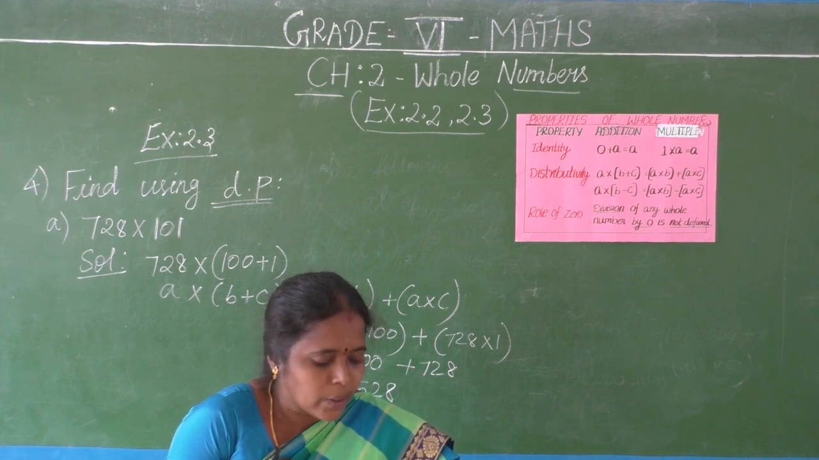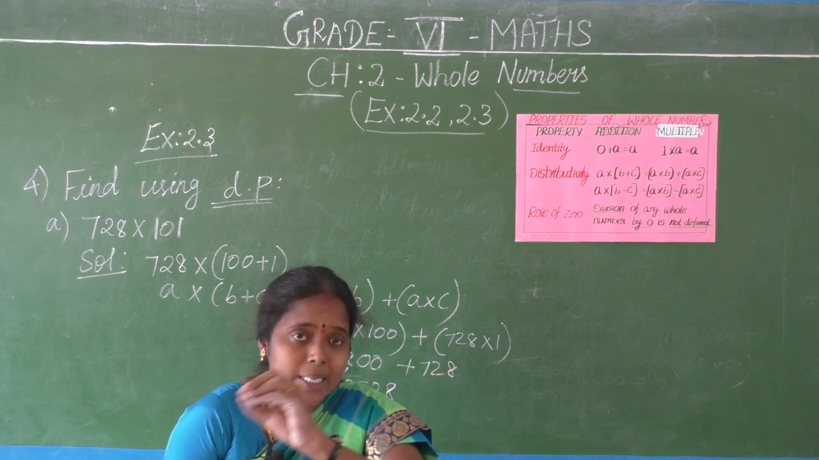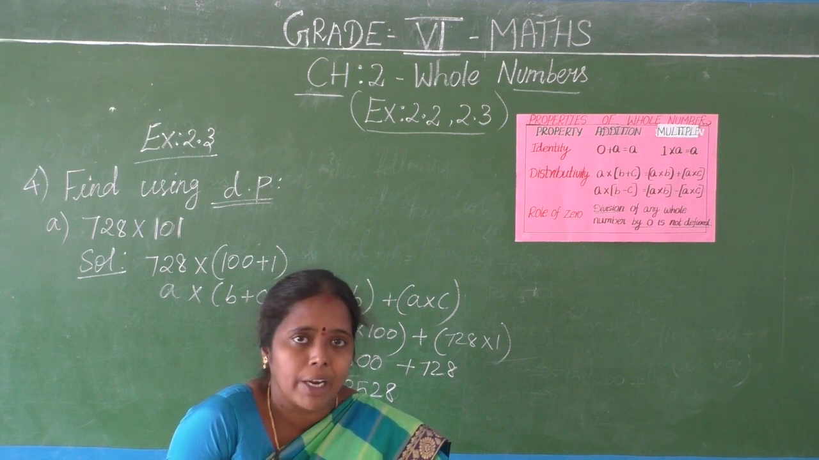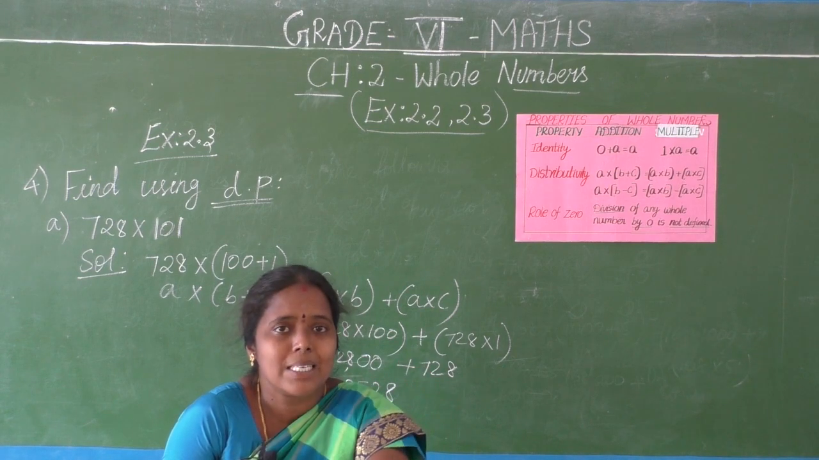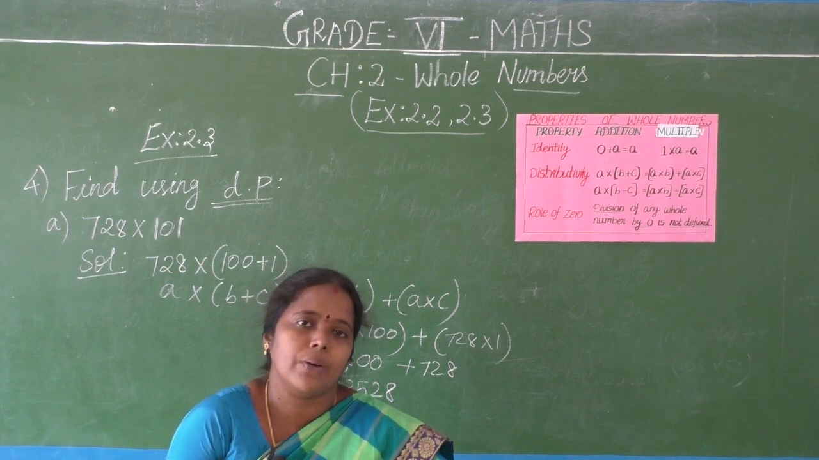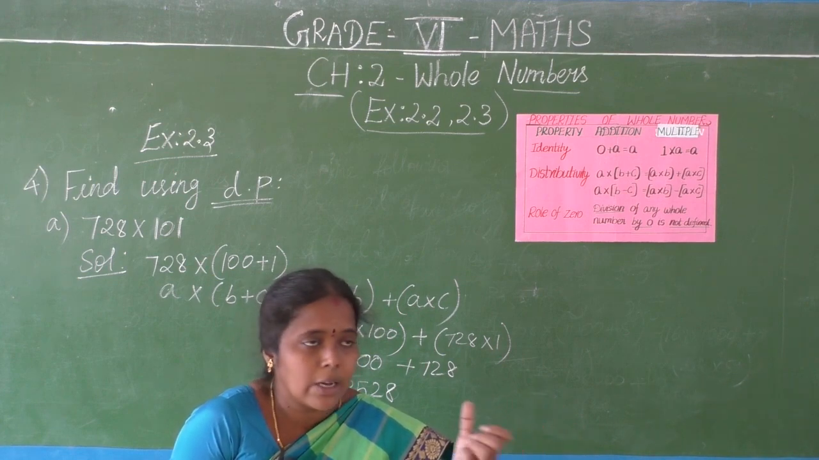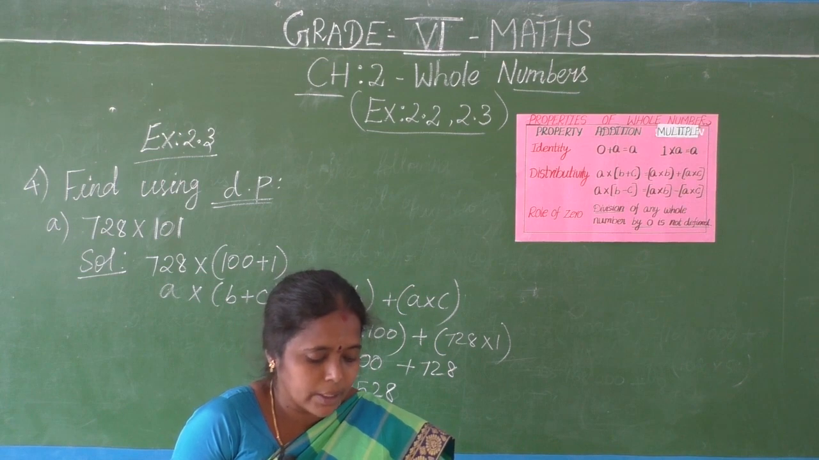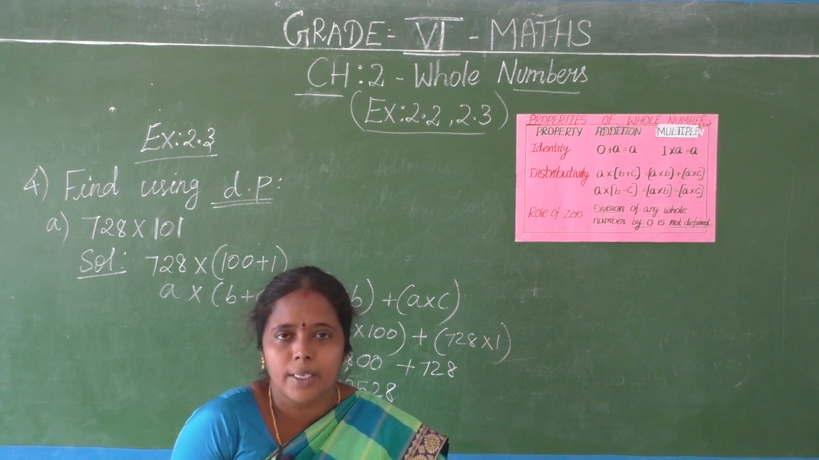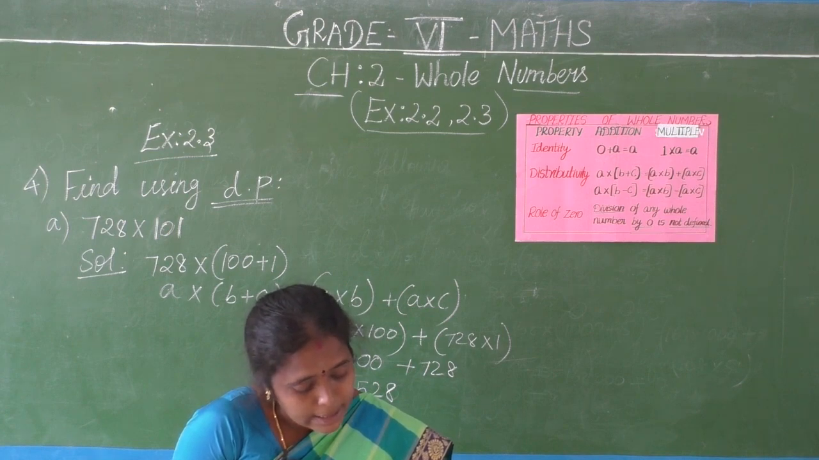See next question, 5,437 into 1,001. 1,001, how do you split? 1,000 plus 1. In the next question, C question, 824 into 25. 25, how do you split? 20 plus 5. Next question, 125. 100 plus 20 plus 5. Like that you can split and go. Easiest model only. Using distributive property, you can solve the question in an easy way. Quickly, time will be saved. Instead of doing normal multiplication, if you use this property, you can finish your work quickly. Okay, ma. That's all. Distributive property based sums over.